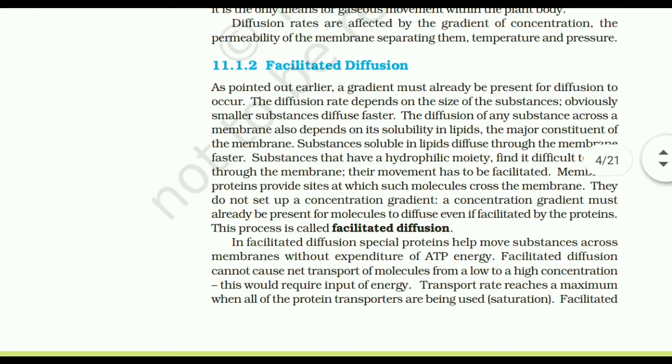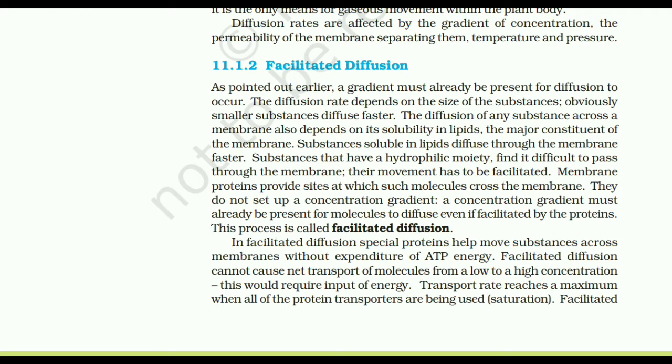11.1.2 Facilitated Diffusion. As pointed out earlier, a gradient must already be present for diffusion to occur. The diffusion rate depends on the size of the substances. Obviously, smaller substances diffuse faster. The diffusion of any substance across the membrane also depends on its solubility in lipids, the major constituent of the membrane. Substances soluble in lipid diffuse through the membrane faster. Substances that have a hydrophilic moiety find it difficult to pass through the membrane. Their movement has to be facilitated.